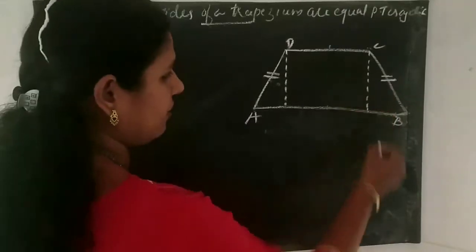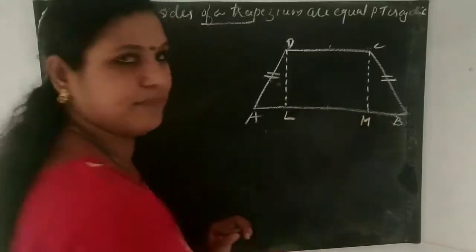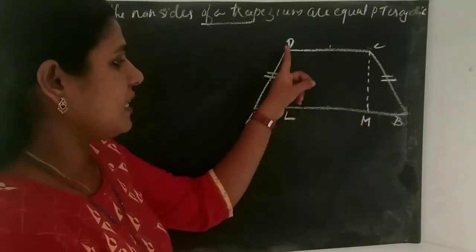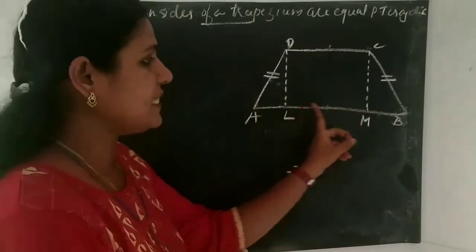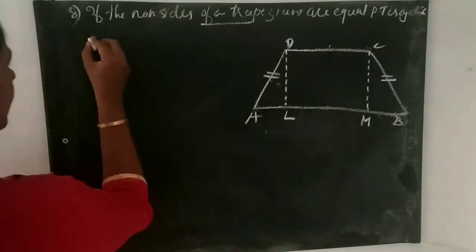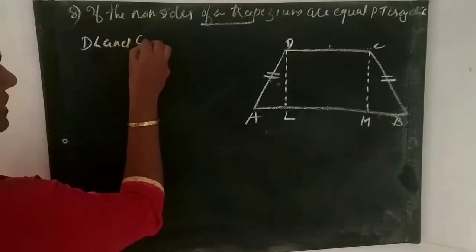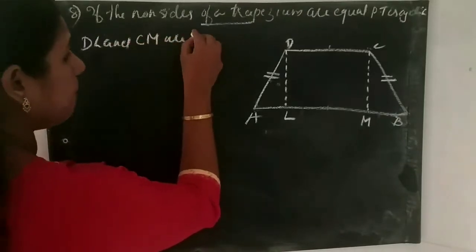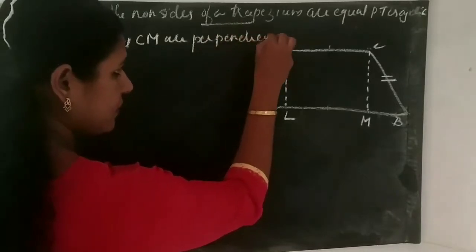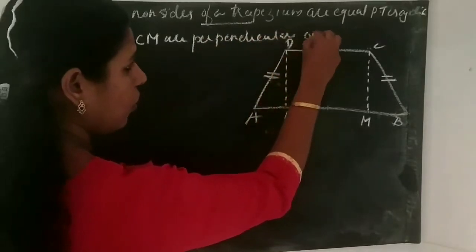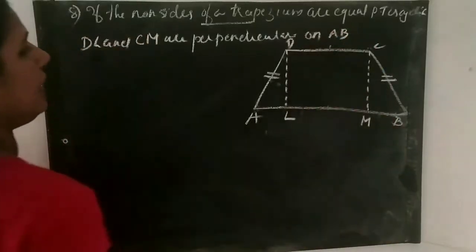Perpendiculars, and name them L and M. Okay, DL and CM are the perpendiculars on this AB. First we write DL, and what is the other one? CM. They are the perpendiculars on which side? AB. Here.